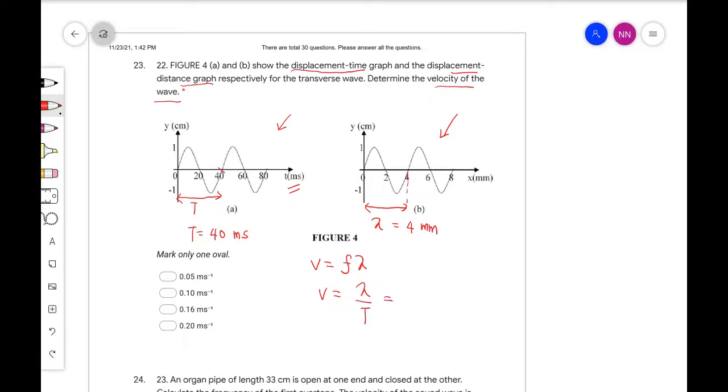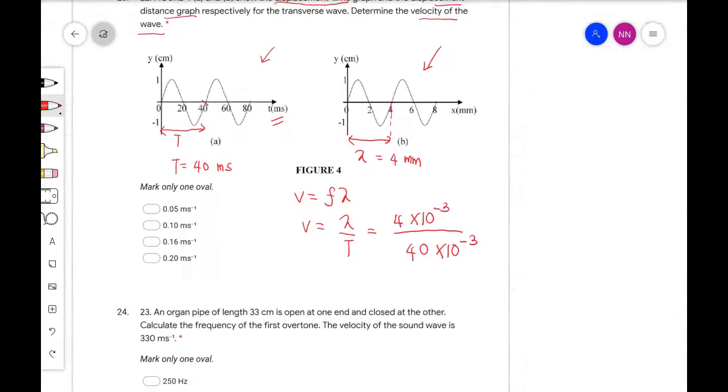So substitute lambda, 4 millimeter. You have to convert to meter, and then substitute the period. Period is 40 millisecond. So you have to convert to second, times 10 to the power of -3. And then V is 0.1 meter per second. So the answer is B.